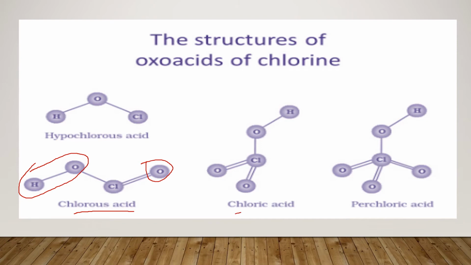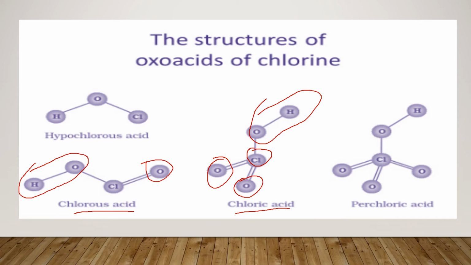Next one is chloric acid. Here, chlorine is bonded to one hydroxyl group and the remaining two doubly bonded oxygens. As you can see from here, the oxidation state of chlorine will be +5 because each doubly bonded oxygen has -2 charge, that is -4, and OH has -1. So if I calculate the oxidation number of chlorine, it will come out to be +5.